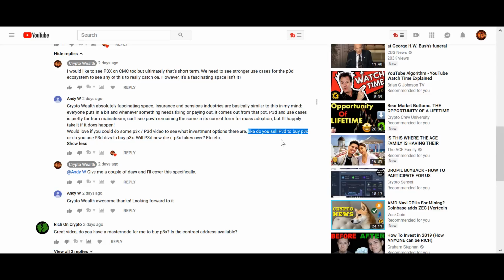So if you have P3X tokens and you sell your P3X tokens, then essentially you sell P3D tokens, because every... think about USD Tether, except this is a real Tether. Every P3X is equal to one P3D token, and every P3D token arguably is equal to one P3X.